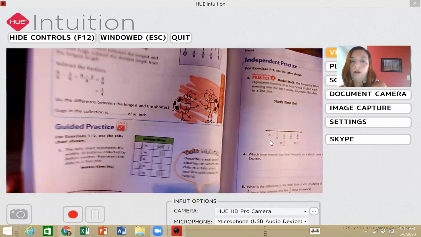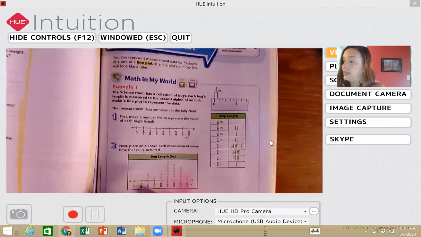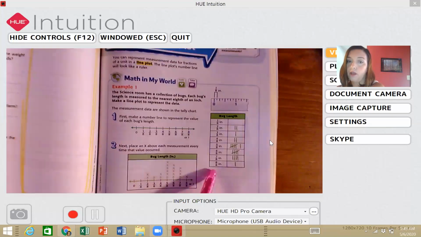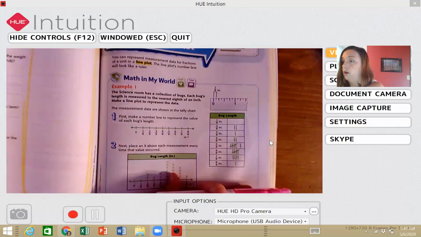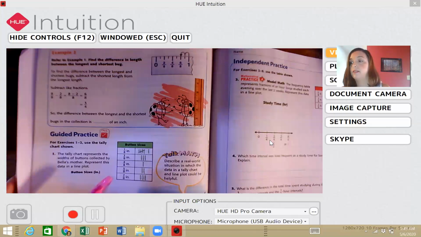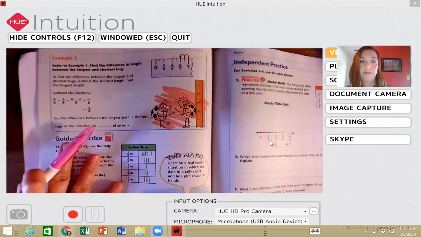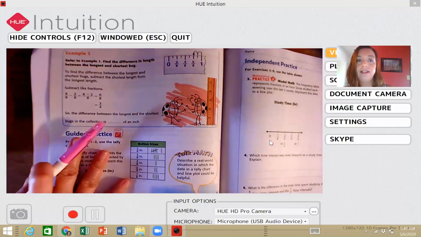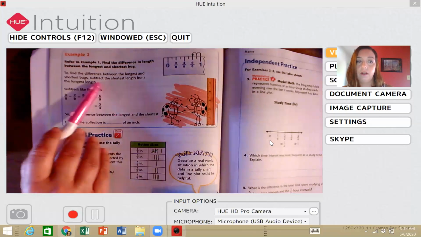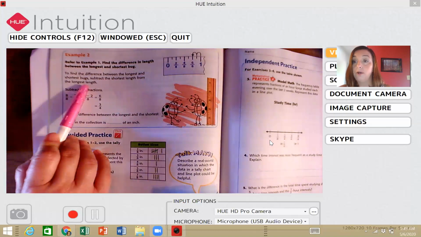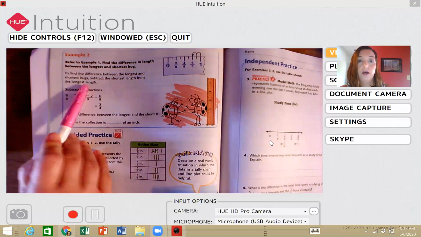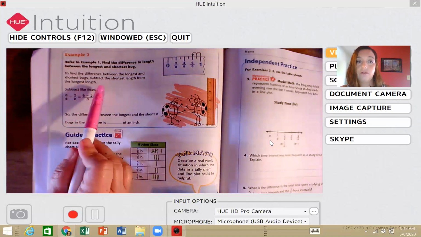Okay, so the longest bug was 8/8 of an inch. The shortest bug was 2/8 of an inch. So the longest bug was 8/8, the shortest was 2/8. So to find the difference between the longest and shortest bugs, you have to subtract. Remember, difference means subtract. We have to subtract the shortest length from the longest length.